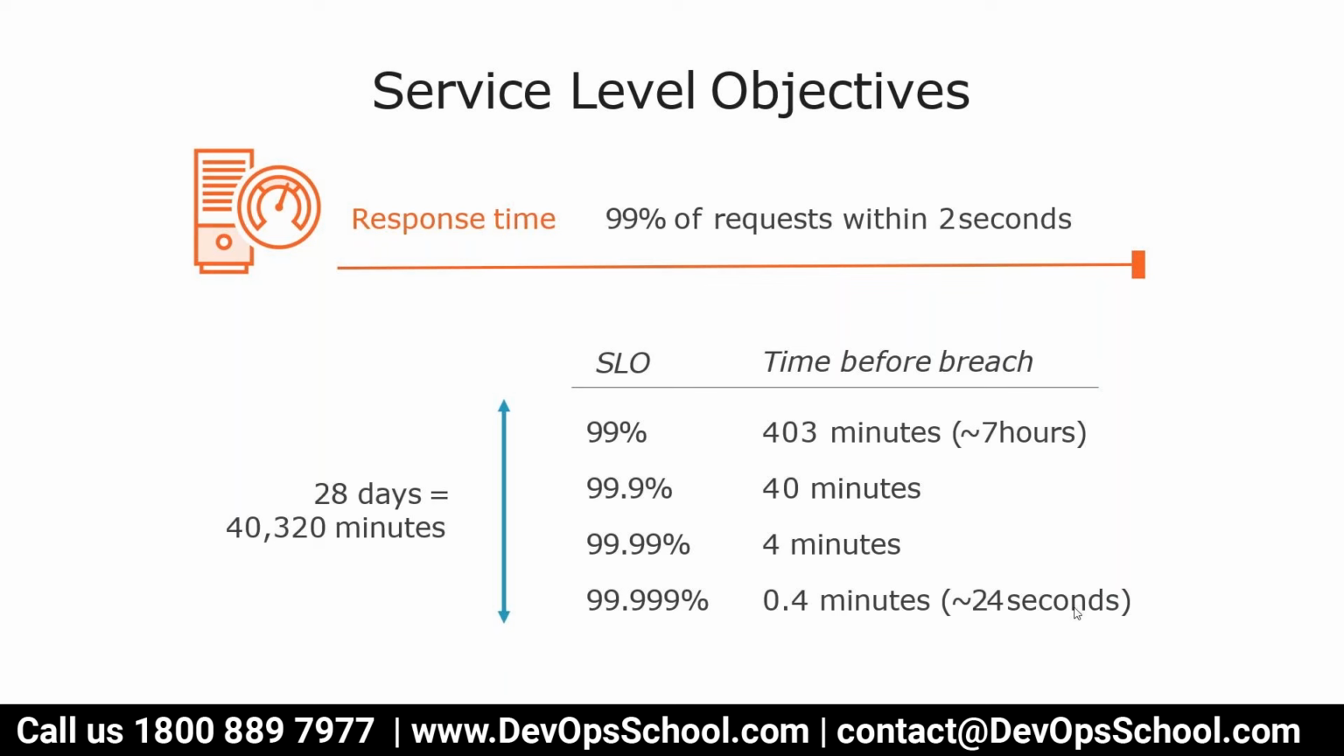If you have 99.99%, that means you'll have only 4 minutes in a whole month to fix and overcome the error. And if you commit to 99.999%, you will have only 24 seconds in a month. If any error is coming, you have to fix it. That is what's called error budget. Are you understanding? So you should be very careful while committing to and defining the SLOs for your organizations. Are you understanding? Any questions? Any doubts?